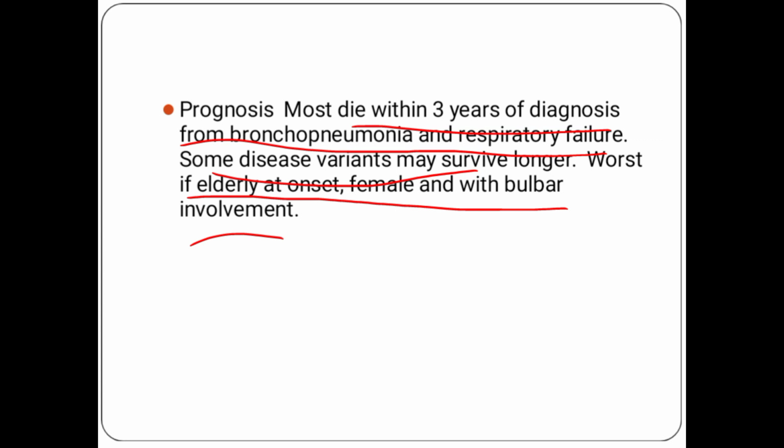Now another point they also tell you about is bulbar involvement. The bulbar involvement is basically related to the medulla oblongata, the lower part of the brain stem.